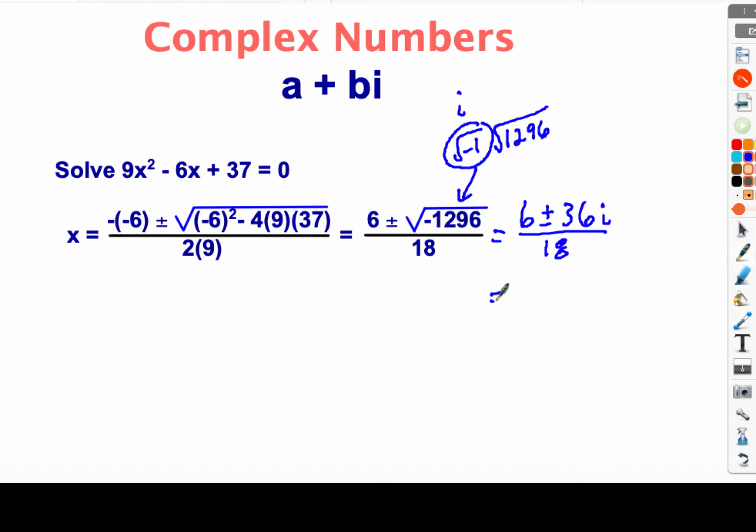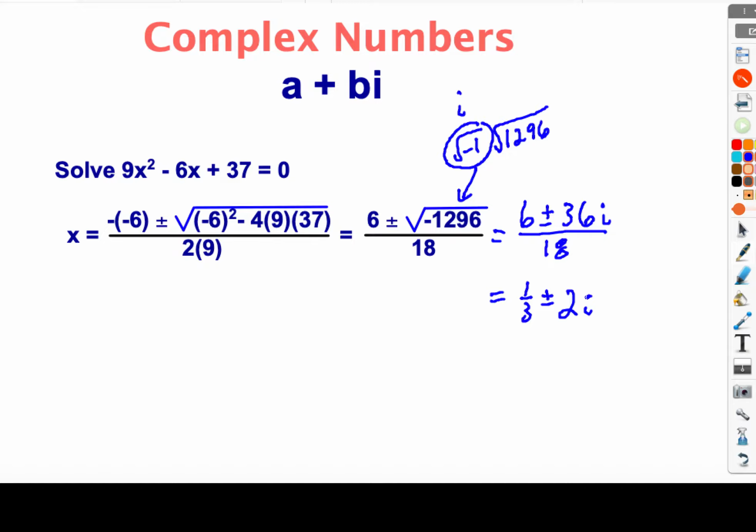And now it allows us to at least come up with what we call a complex answer. It's not going to be a real answer, but a complex answer. 6 divided by 18 being 1/3, plus or minus 36 over 18 is 2i. 1/3 plus 2i, and 1/3 minus 2i being two complex answers.